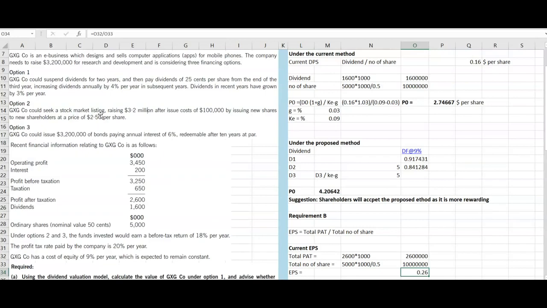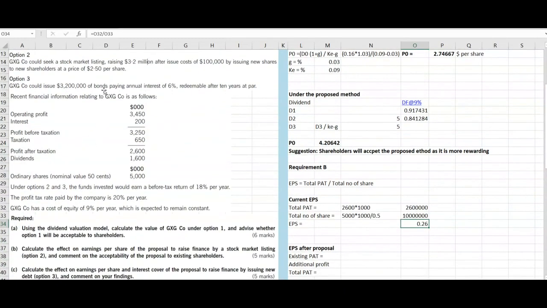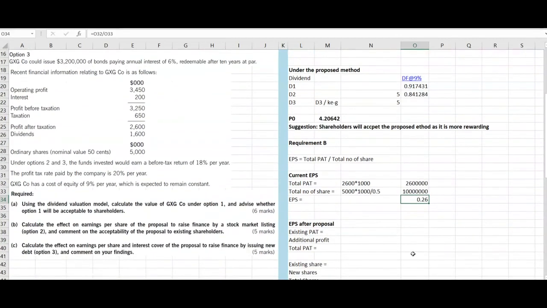GCO could seek a stock market listing, raising 3.2 million after an issue cost of 1 lakh, by issuing new shares to new shareholders at a price of 2.5. We have to find out how much the company is going to raise. The company is going to raise 3.2 million plus the issue cost, and each share is going to be 2.5 worth. Let's check whether any other information is given. We left this information earlier. Under options 2 and 3, the funds invested would earn a before tax return of 18%. So the 3.2 million invested in the company will generate 18% return.